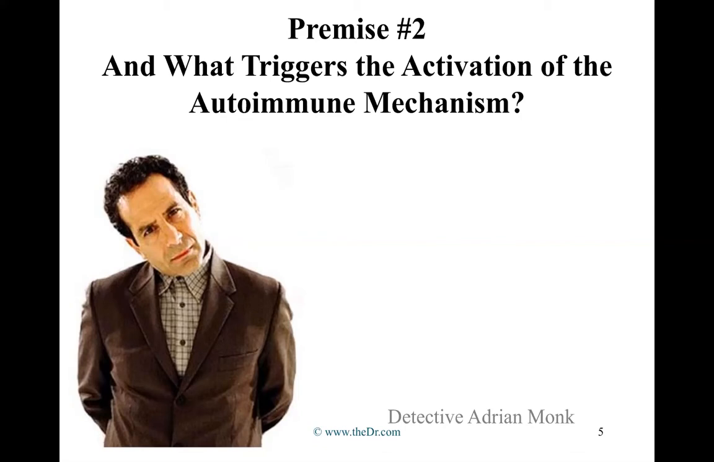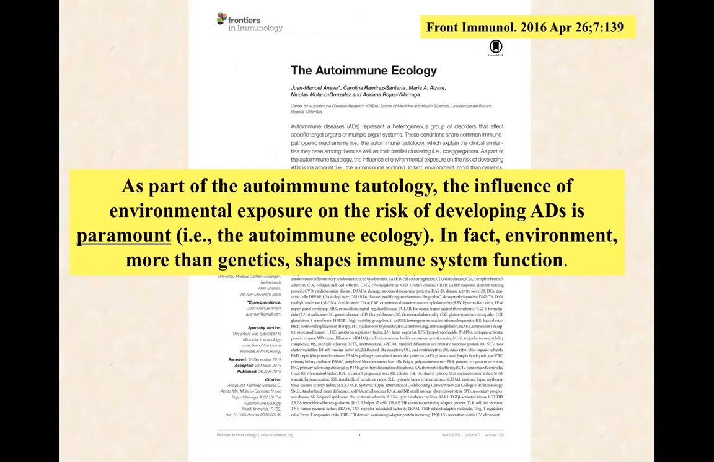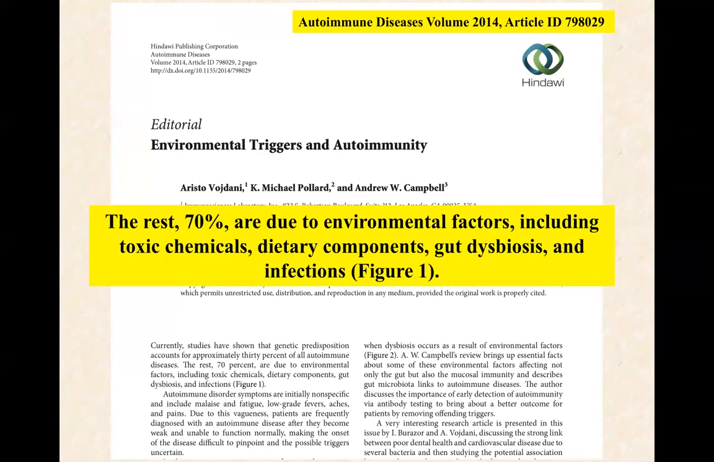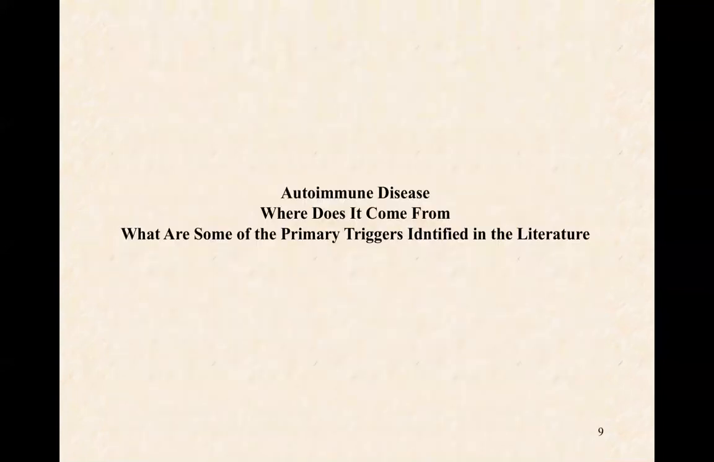What triggers the activation of the autoimmune mechanism? The influence of the environment on the risk of developing autoimmune diseases is paramount. Paramount. In fact, more than genetics, environment shapes immune system function. Studies have shown that genetic predisposition accounts for about 30% of all autoimmune diseases, and 70% is toxic chemicals, dietary components, gut dysbiosis, and infections.